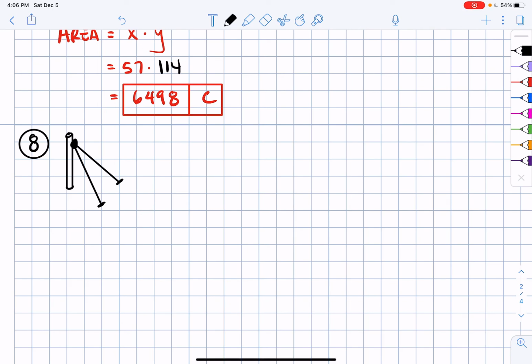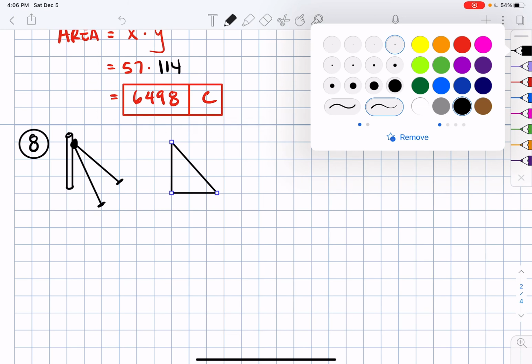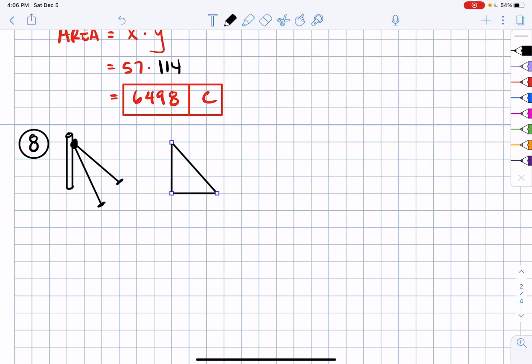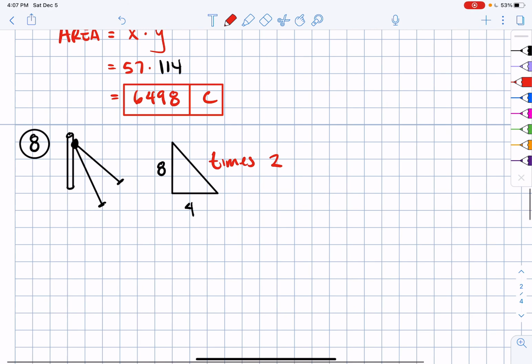So if you go to the side view of what that is going to look like, it's going to look like this. Okay, it's going to look like a right triangle, right? Where it's going to be 4 feet, and it's also going to be 8 feet high. Okay, so there is going to be 2 of these, right? Because there's going to be one here and a second one there, right?